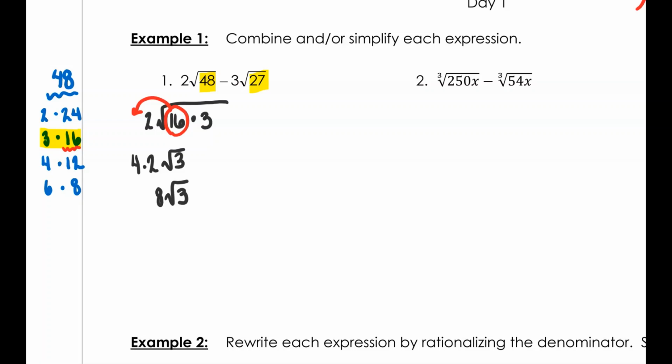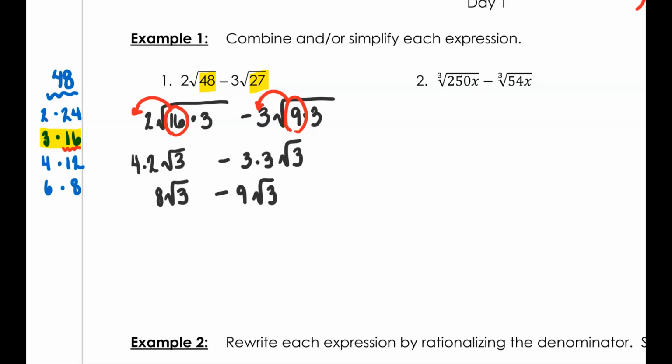Well, 27 is a little bit easier to work with because there are fewer factors, and 9 times 3 is probably the one that most people think of right away, besides 27 and 1. And so 9 is a perfect square. So I have minus 3 times the square root of 9 times 3. And again, the perfect square comes out. So the square root of 9 is going to come out, and of course, that's going to be 3. And 3 times itself is 9. And then when I add those together, I get negative 1 times root 3.